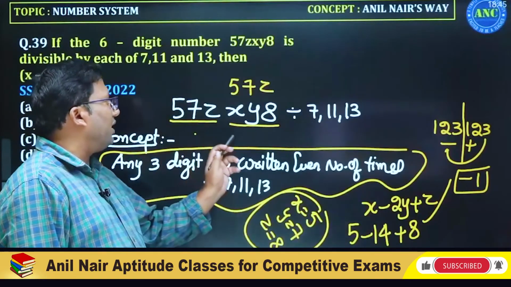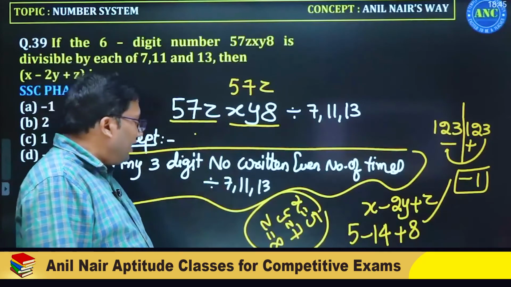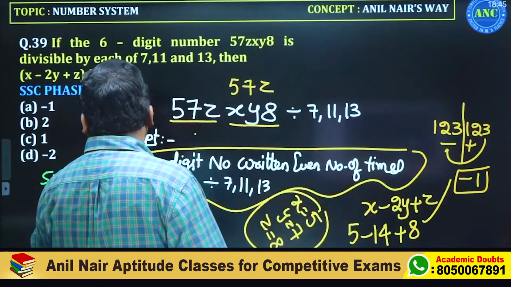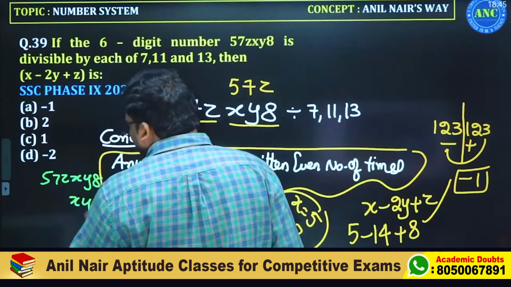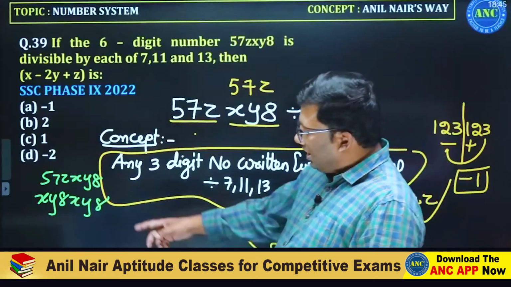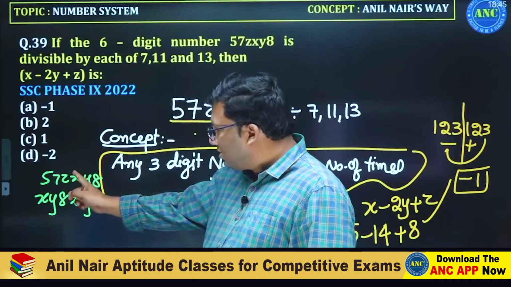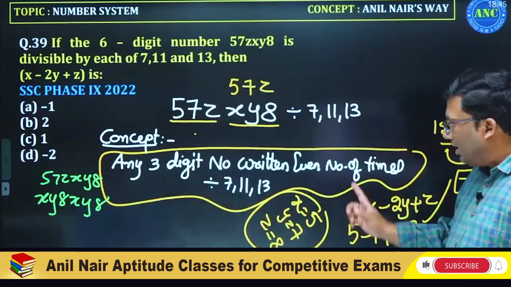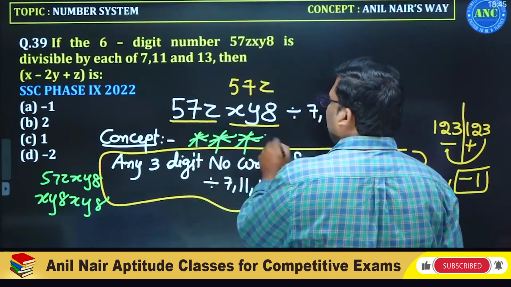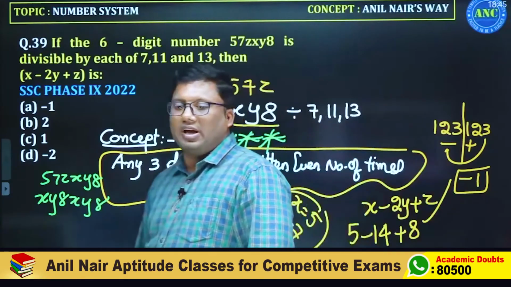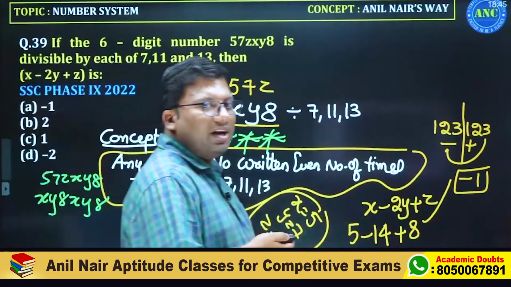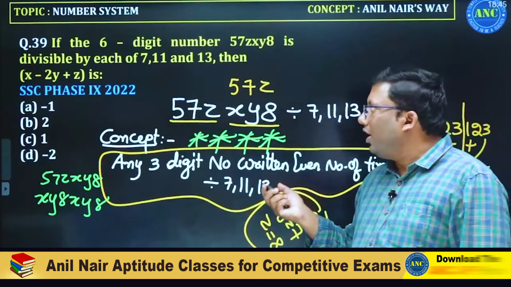Any 3-digit number written an even number of times, or you can also do it with 57Z XY8. Here it is XY8. That also will give you the same answer. X will be 5, Y will be 7, Z will be 8. Directly, any 3-digit number written an even number of times is always divisible by 7, 11 and 13. Very, very important point, sir. I hope the idea is very much clear to you.